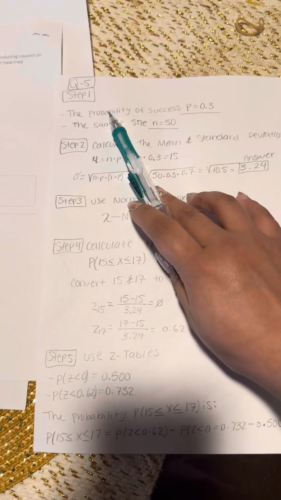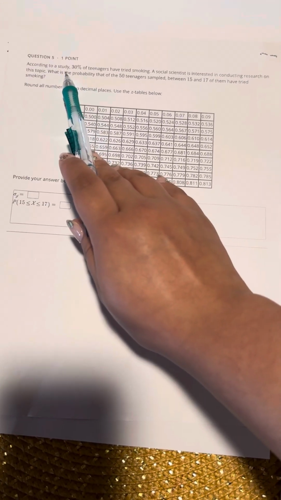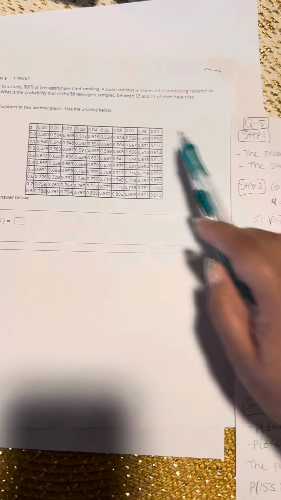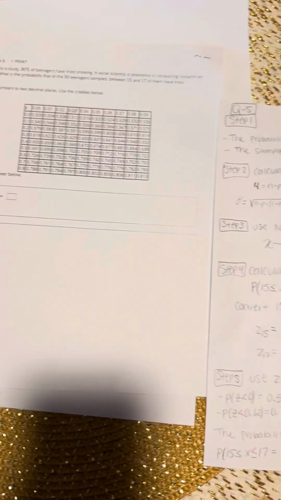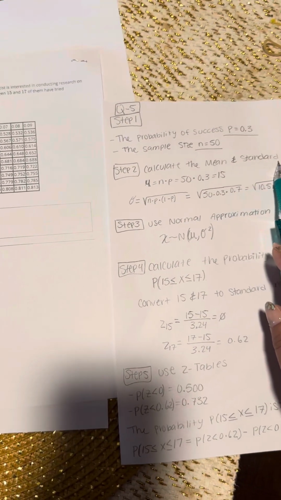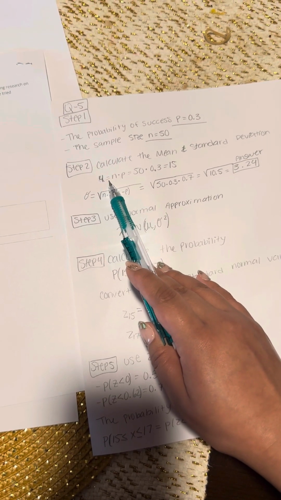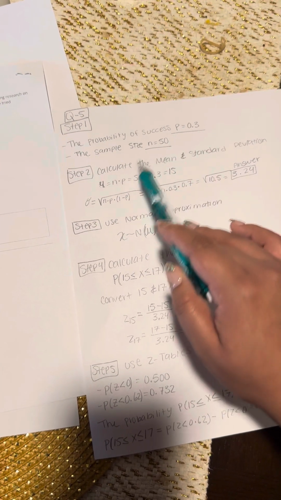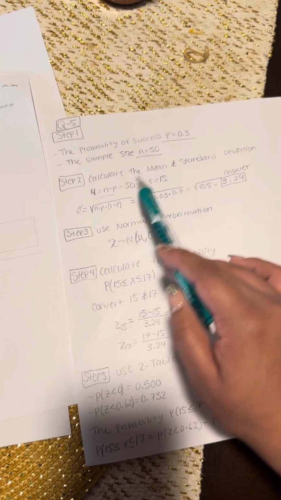Step 1 is you want to find the probability of success, which is 0.3, which is 30%. You just want to add the 0, and it's going to be right here. And then it says the sample size n equals 50, right? And then it says calculate the mean and standard deviation. So we used this. n times p equals 50 times 0.3. You plug it in here because it's the formula we want to use. So it would equal 15, right?